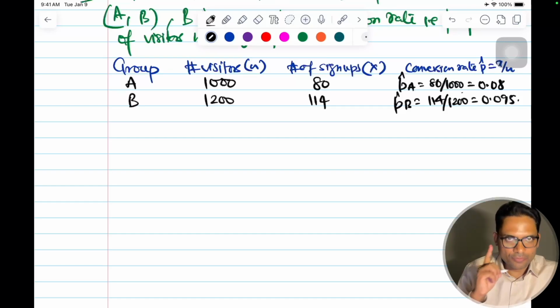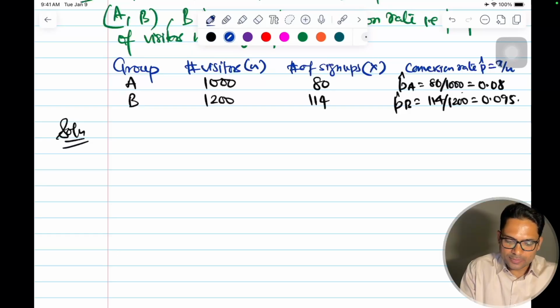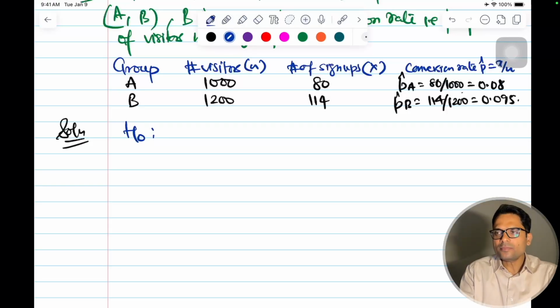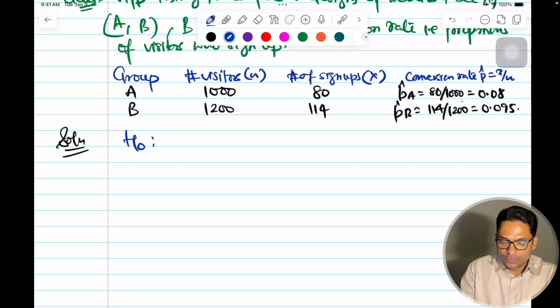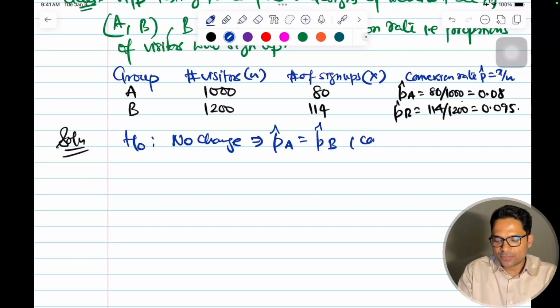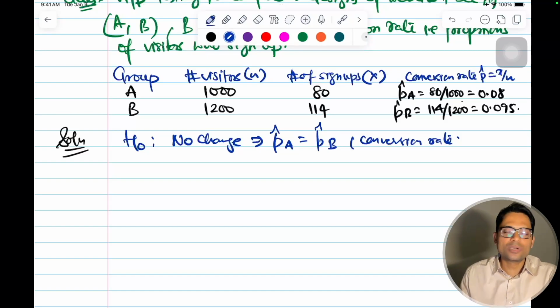Let's follow the steps. The very first thing that we do is fix our null and alternate hypothesis. So what is our null hypothesis? That the proportions of both are the same. There's no difference in conversion rate. There is no change. That implies proportion A is equal to proportion B. No change in conversion rate. That's what the null hypothesis means. Nothing has changed, there's no difference. Status quo is maintained.